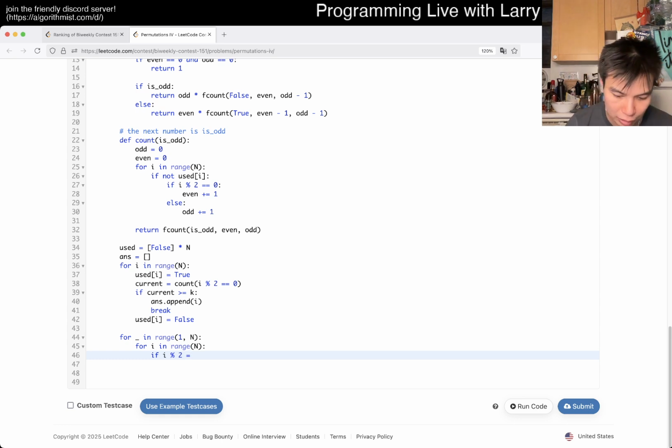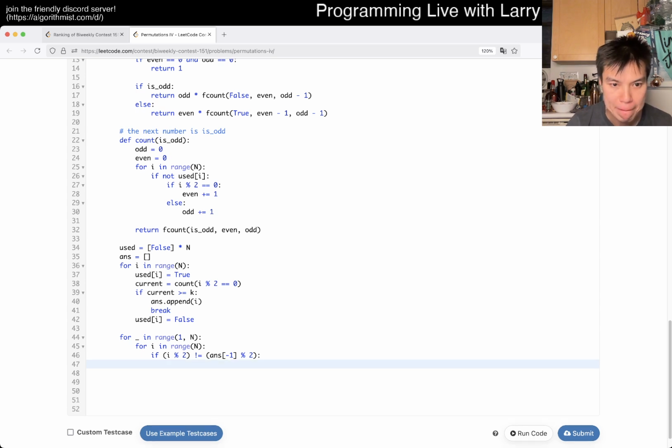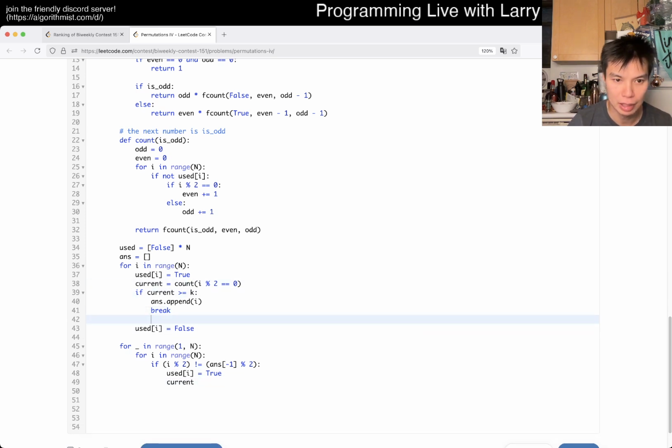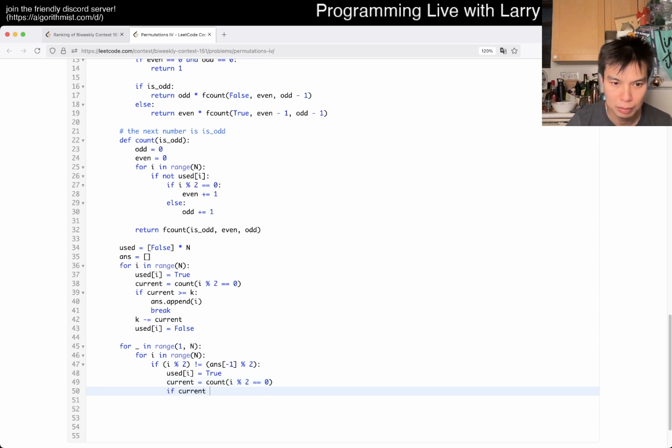And then now is not equal to the last number, mod 2. Then we do the same thing, right? So used of i is equal to true, maybe current. Oh, no, that's fine. Oh, I did miss. Otherwise, k. Try current, right? Same idea, actually. Pretty much the same.